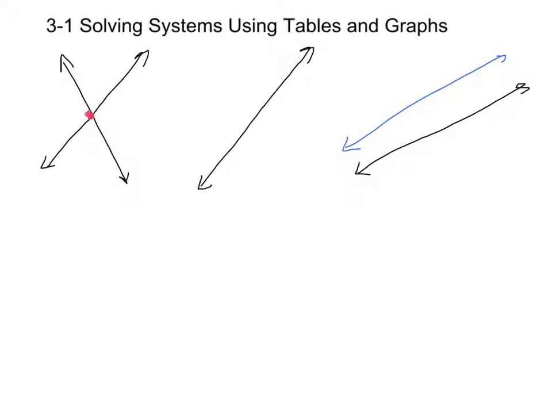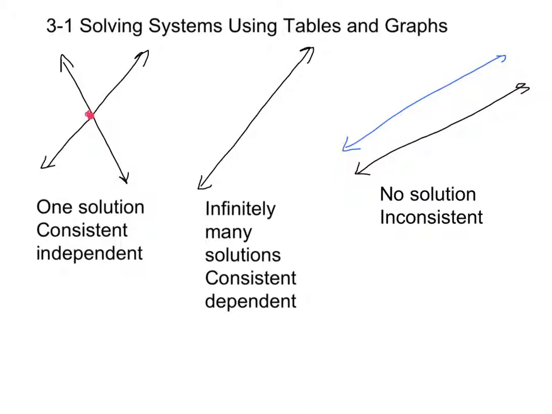And so we have special names for each of the three solutions. Okay, and this is how we classify them. If they intersect at one point, it's one solution, and we call it consistent independent. Think about independent meaning one.